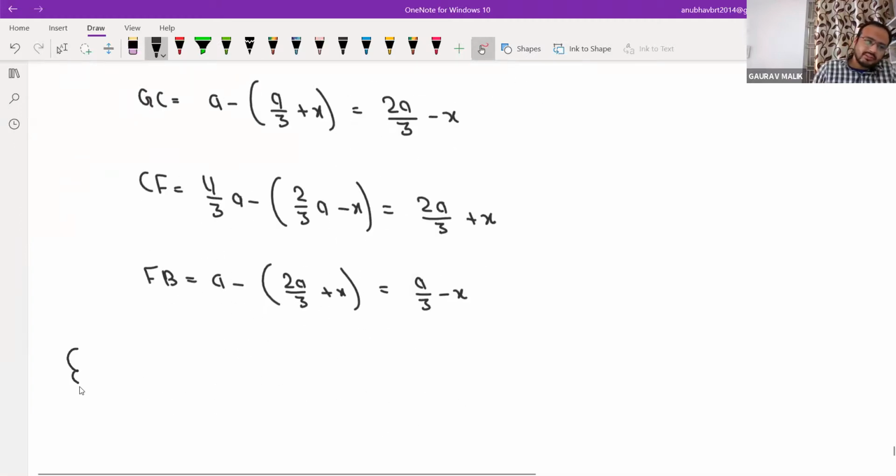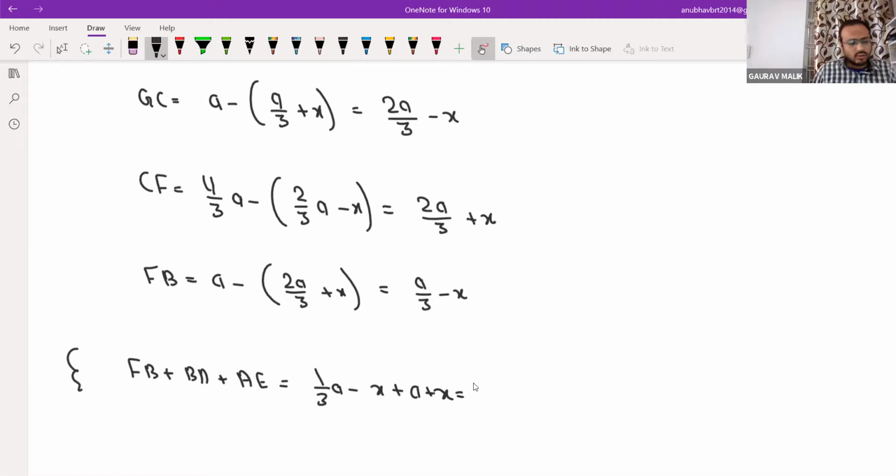And if you don't believe, you can cross check also. Then FB plus BA plus AE is A by 3 minus X plus A plus A plus X. That is automatically 4A by 3. I hope all these calculations should be clear to each and every student. Yes or no? We need interface for pressure balance. All these calculations are clear to each and every student. Simple mathematics.